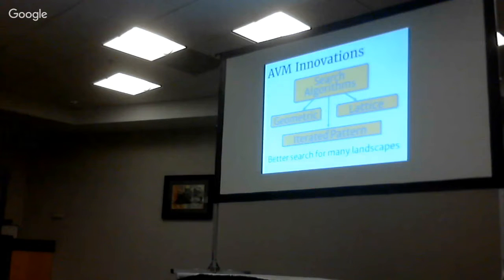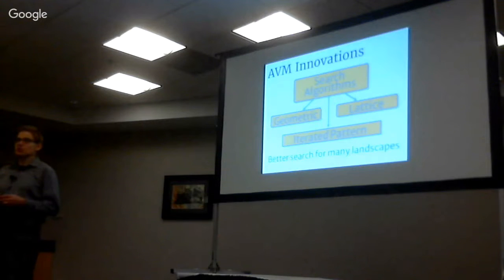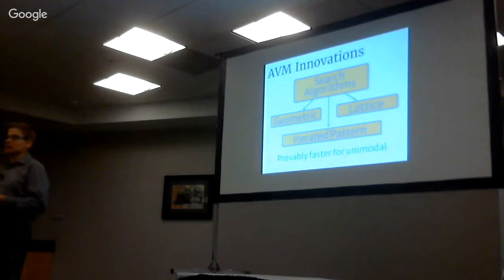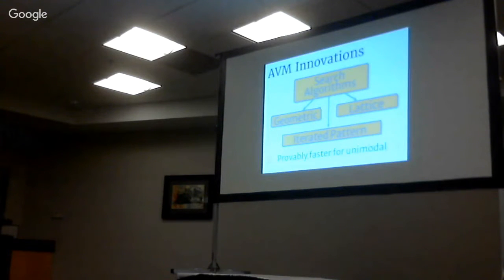One thing that I want to stress, and you'll see on the bottom of my slide in blue, is that there are now better search algorithms that can handle a wide variety of different landscapes. And in fact, the geometric search and the lattice search are provably faster for unimodal landscapes that you might see in certain kinds of test data generation problems.